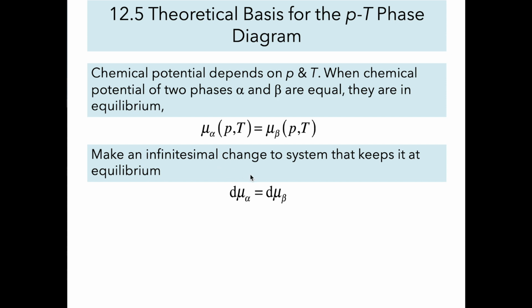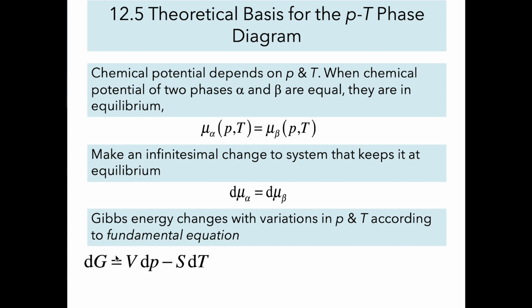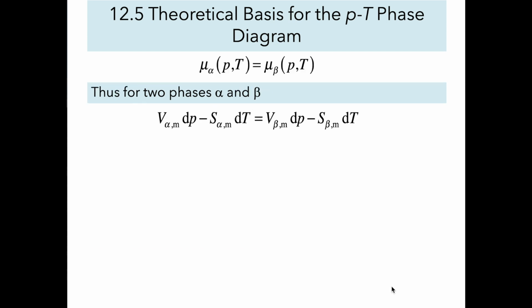If we change the system a little bit, perturb it somehow, but keep those chemical potentials the same, then we would keep the system at equilibrium. We know how Gibbs energy changes with changes in pressure and temperature. It's just given by the fundamental equation. If we divide through by n, then we get how the chemical potential depends on changes in pressure and temperature as well. Now let's apply this to our two phases.